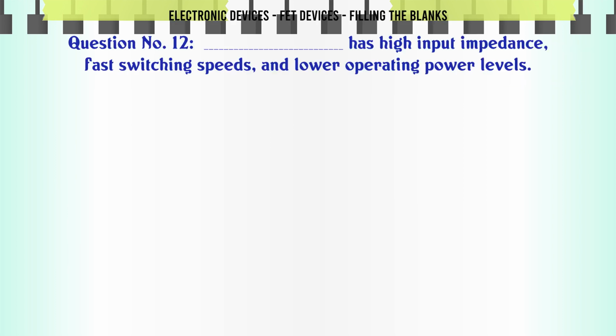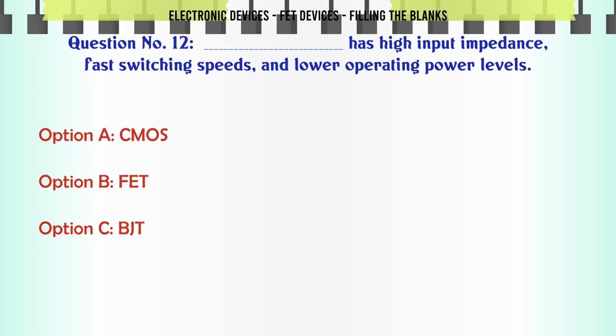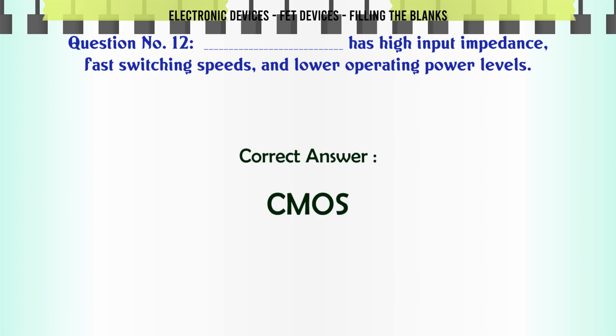Has high input impedance, fast switching speeds, and lower operating power levels. A. CMOS. B. FET. C. BJT. D. None of the above. The correct answer is CMOS.